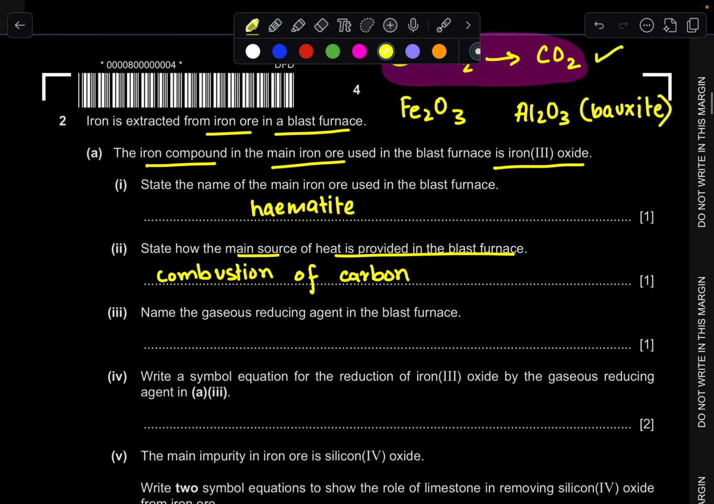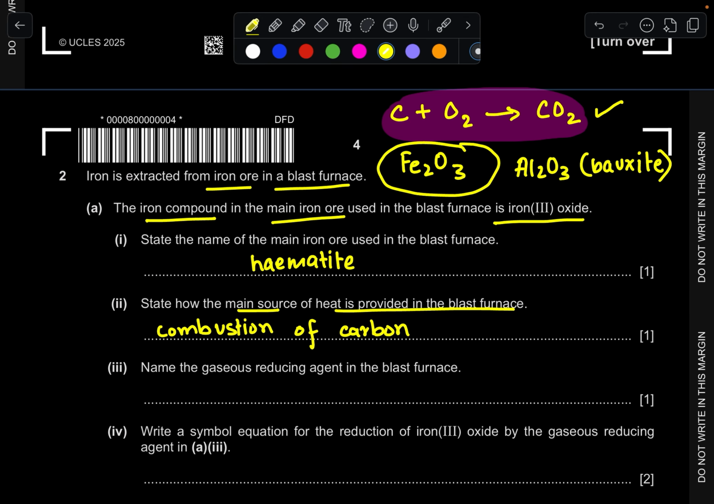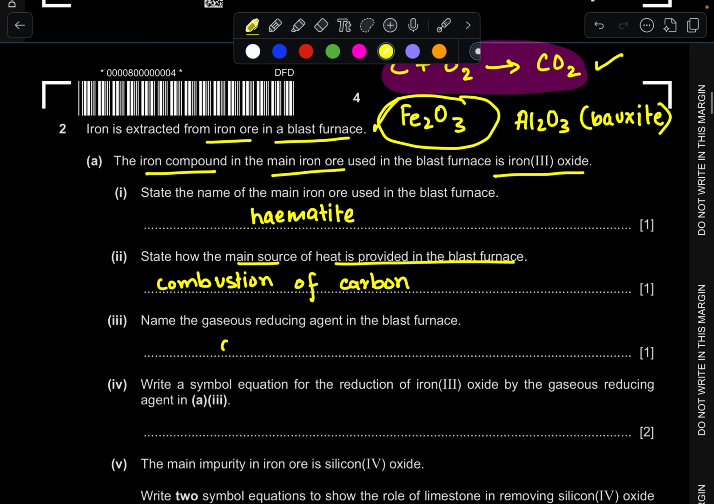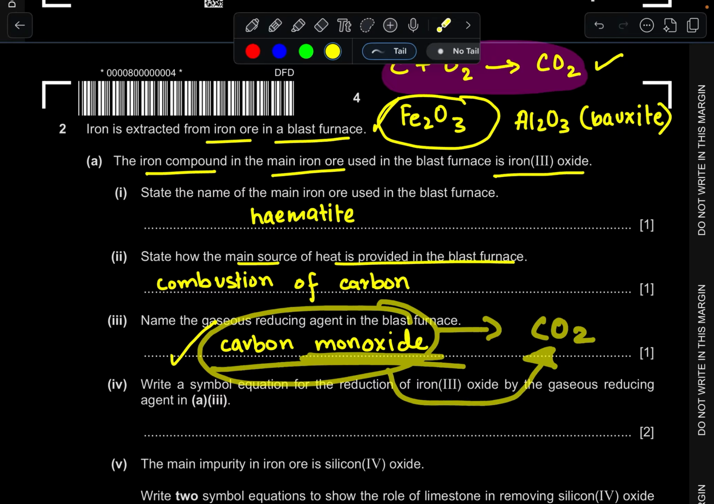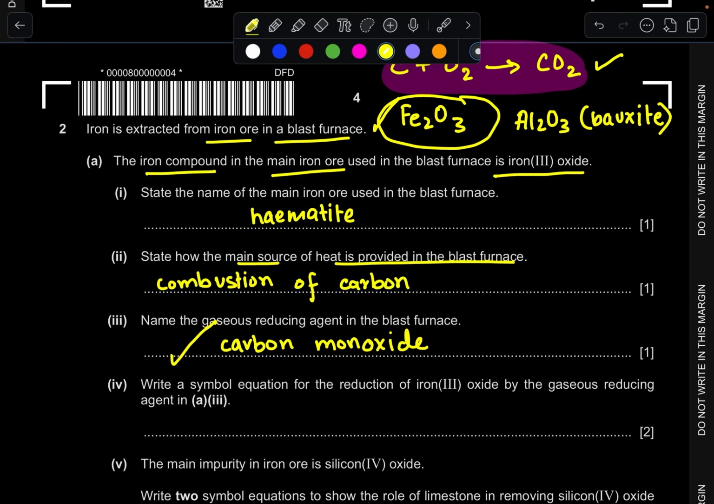Name the gaseous reducing agent in the blast furnace. That's carbon monoxide, which is going to react with your iron 3 oxide, right? Your carbon monoxide is going to react with this and reduce it to iron and form carbon dioxide. So it's carbon monoxide, right? It's a very good reducing agent because it can itself get oxidized to carbon dioxide. That's why it's a good reducing agent, because it's monoxide. It wants to become dioxide. It needs to get oxidized, and if it needs to get oxidized, it's got to reduce something, right? And that's why it's a reducing agent.